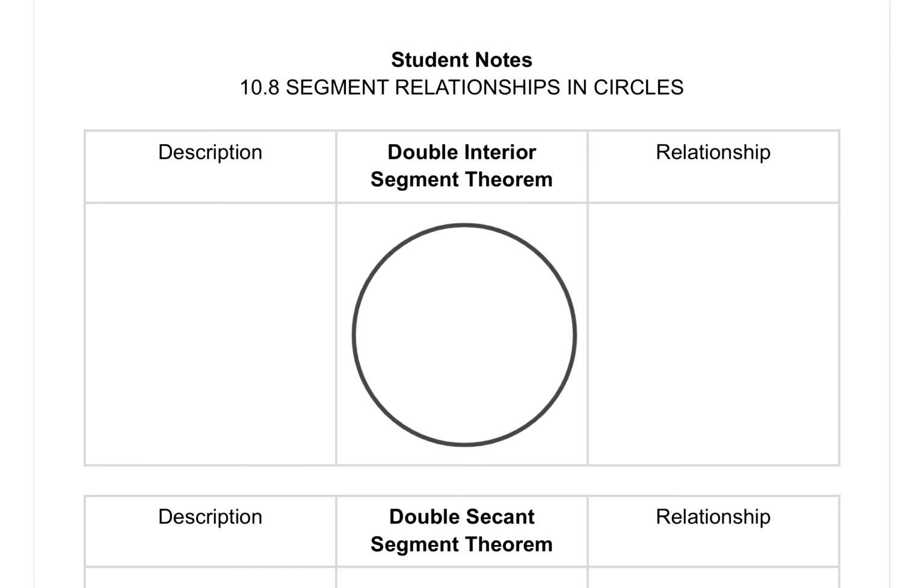Class. Today we're talking about 10.8, segment relationships and circles. We have done absolutely everything there is to do with angles and circles. Now we're moving on to lengths. We'll only have one day of this. This is our only day of length.